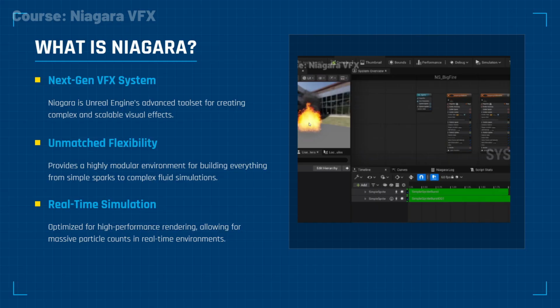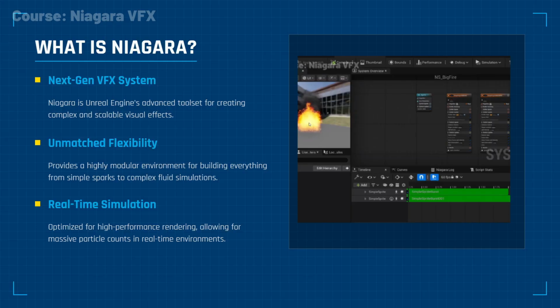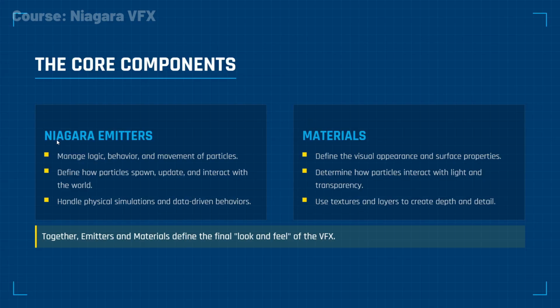The two methods that we'll be discussing here are your Blueprint, and the second one, your Niagara emitter. Before we move on to the Blueprint and Niagara emitter parts, we have to understand the core components to create any VFX. To create any kind of VFX, let's say the fire one, you can see it here, even for that you need two things. First is your Niagara emitters, and second, your materials.